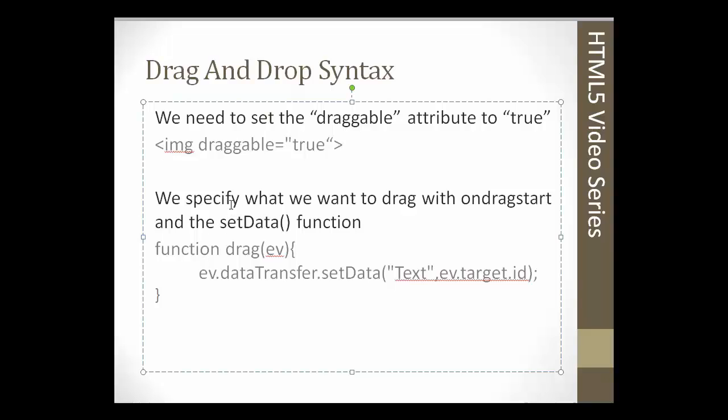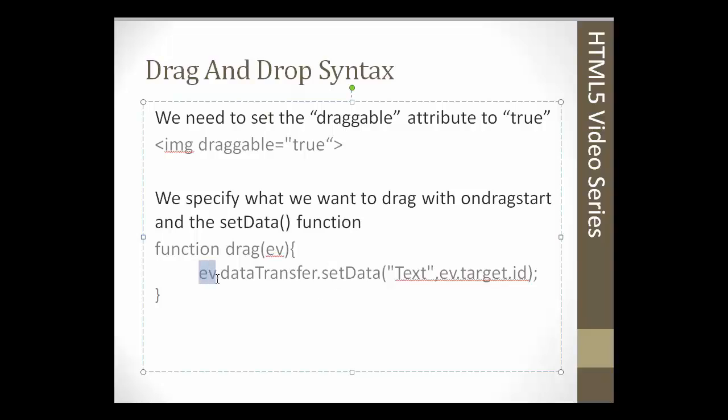Now what we have to do is specify what will happen when the element or the object or whatever you want to call it is dragged. Okay, and the onDragStart attribute calls a function, which is this function, drag(event). Event is the parameter of the drag function, and that specifies what data is to be dragged. Okay, if that makes sense.